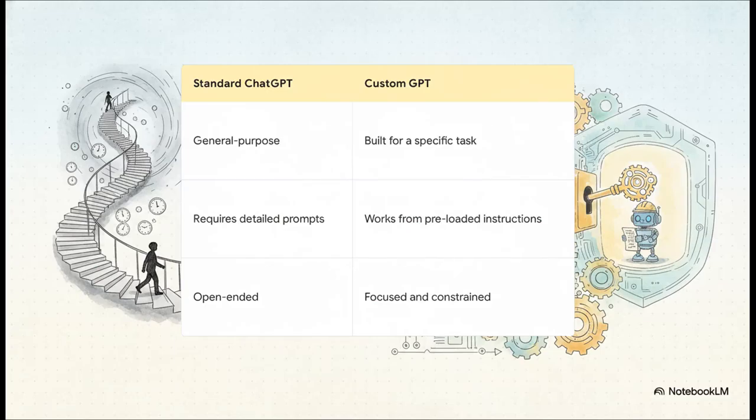And this is really the key difference. A custom GPT isn't some brand new AI. It's just ChatGPT with like a permanent job description. You give it preloaded instructions, you give it a very focused purpose, and it remembers that stuff every single time. It's the end of that Groundhog Day loop we were talking about.